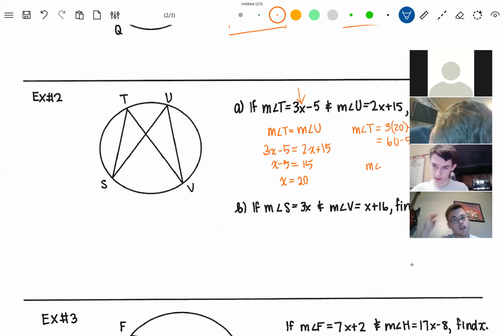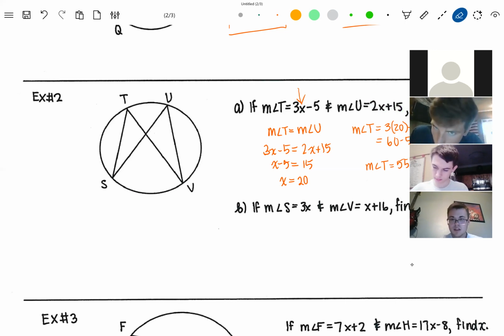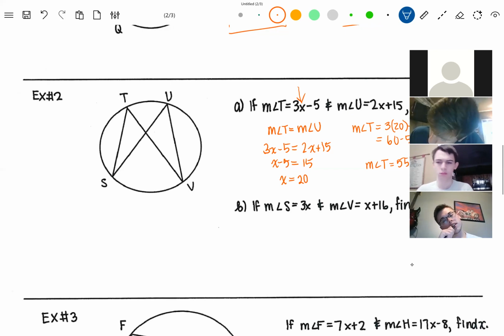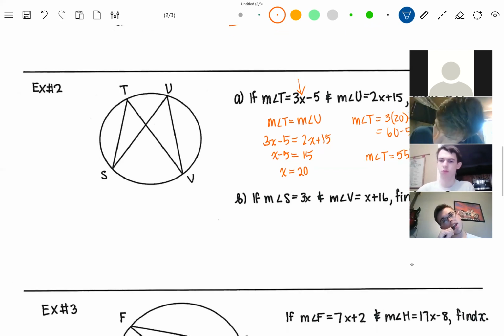So the measure of angle T is 55 degrees. If you accidentally plugged it in right here, the good news is those two angles are congruent, so you'd still get 55. So you can see 2 times 20 is 40 plus 15 is 55. Now, if you accidentally plugged it in there and you got something different, then you set the equation up wrong or you solved the equation wrong. Anybody have a question about 2A?